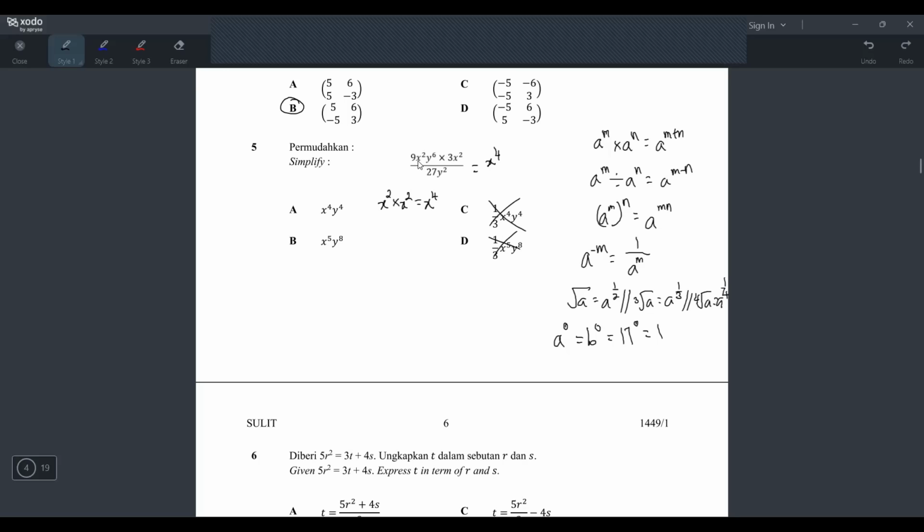Okay. Numbers can only be done with numbers, X with X, Y with Y. So what is Y power 6 divided by Y power 2? Y power 6 divide, because it sits at the bottom. So it becomes Y power 6 minus 2, which gives 4. So this one is Y power 4 and the answer is A. The reason why the number disappears is because 9 times 3, 27 divided by 27 is 1, and nobody writes 1. That's why the answer for number 5 is A. Alright. Okay, let's continue.